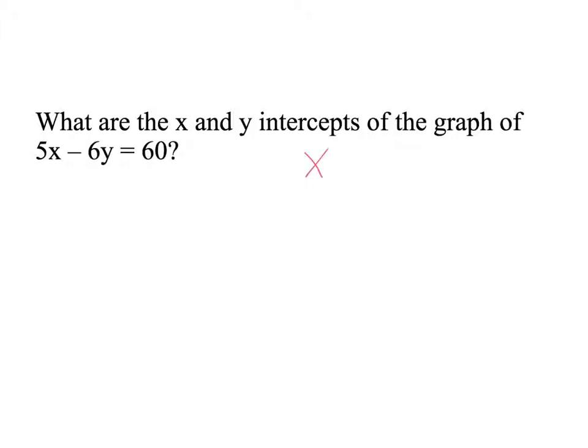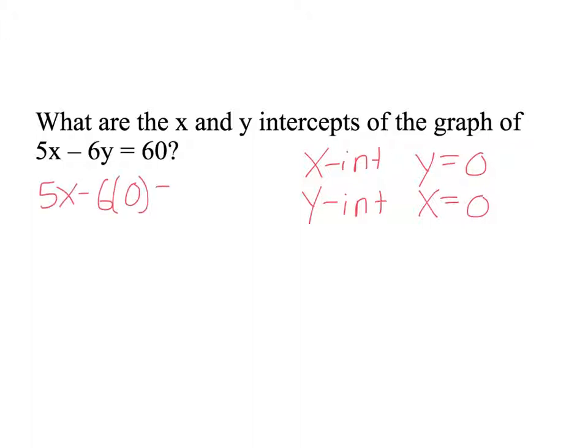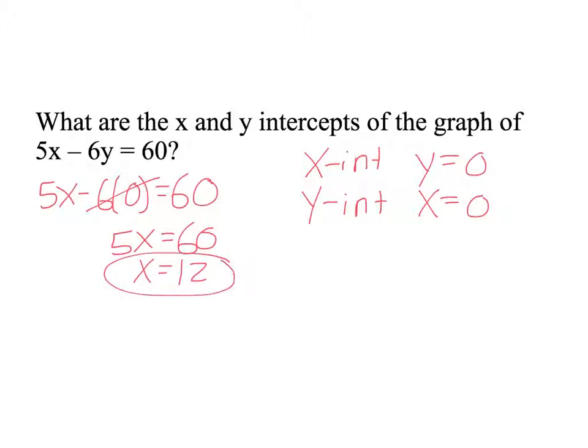Again, if you need the x-intercept, that's when y is equal to 0. If you need the y-intercept, that's when x is equal to 0. Okay, so let's see. X-intercept, we're going to make the y value 0. So we have 5x minus 6 times 0 equals 60. So 6 times 0 cancels out. We have 5x equals 60. Divide both sides by 5, and we get x equals 12. So the x-intercept is 12.